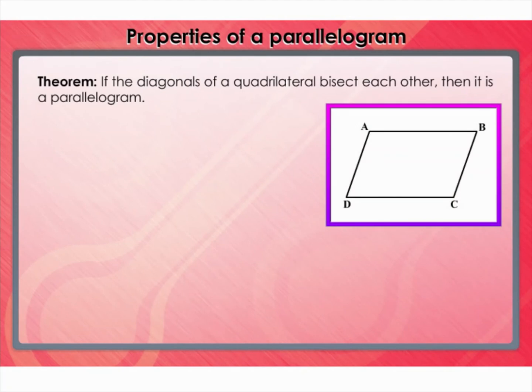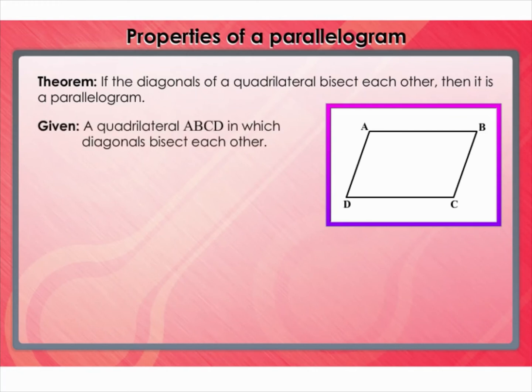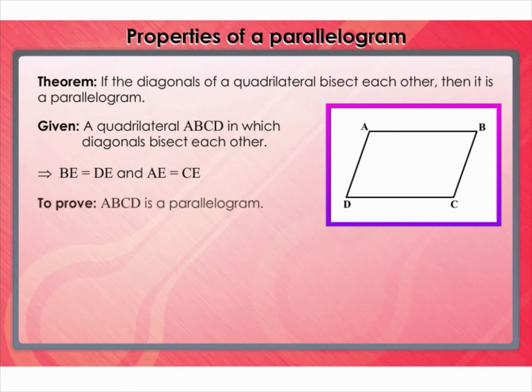Now let's prove another theorem. If the diagonals of a quadrilateral bisect each other, then it's a parallelogram. Let ABCD be a quadrilateral in which the diagonals bisect each other. This implies BE is equal to DE and AE is equal to CE. We need to prove that quadrilateral ABCD is a parallelogram.